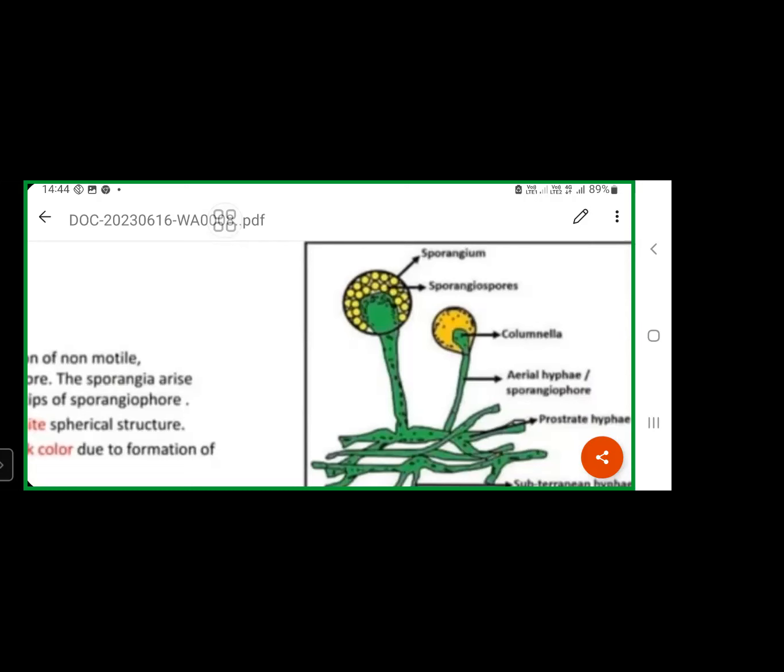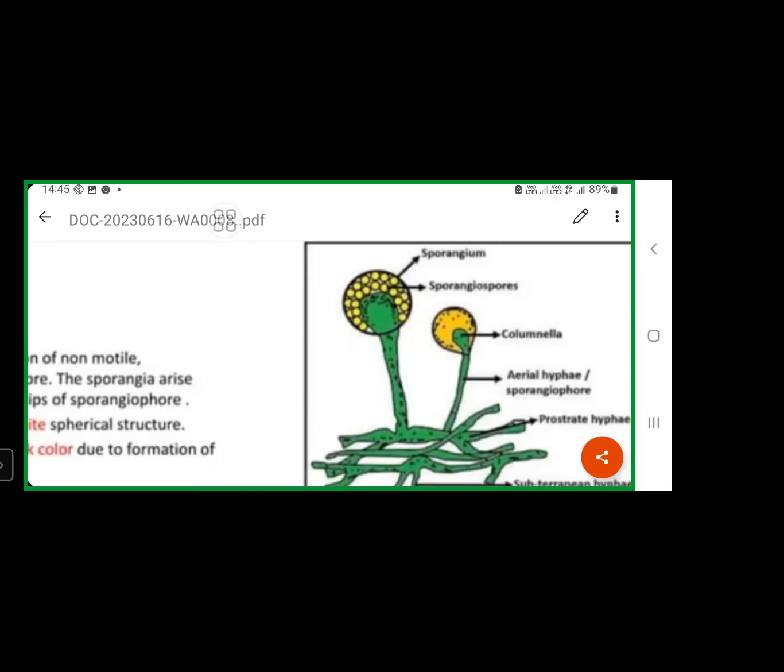Later, on maturity, what will happen? The sporangial wall will be ruptured. The sporangium is surrounded by a wall layer, no? So that wall layer is dissolved. Due to the dissolution of this sporangial wall layer, inside this peripheral region, the cell contents are divided into small round shaped structures. Those round shaped small structures which consist of cytoplasm and nucleus are called spores.